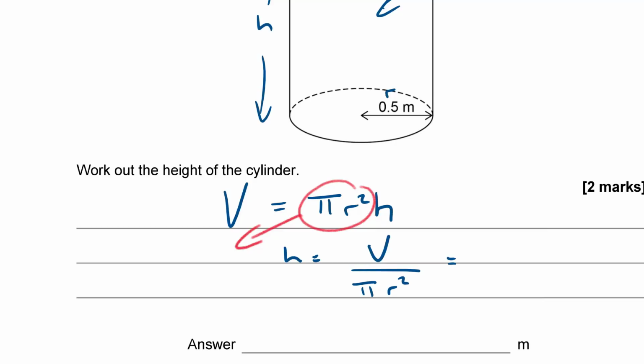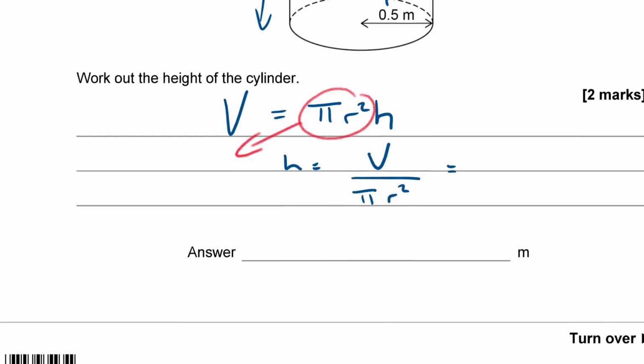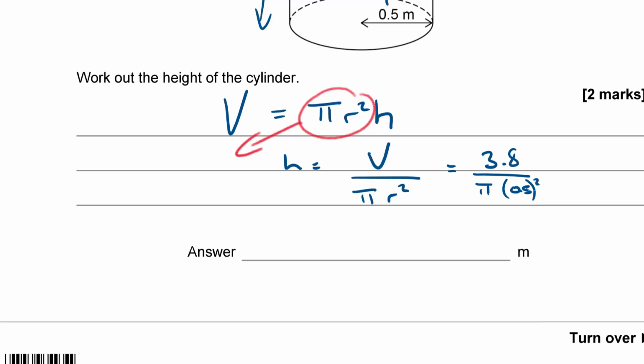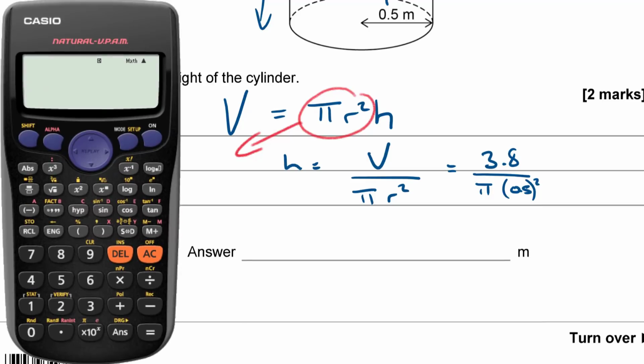Okay, what's that equal to? The volume we said was 3.8 cubic meters, and we need to divide that by pi times r squared, 0.5 squared. Time to reach for the calculator again. So 3.8 divided by 0.5 squared divided by pi is 4.838, which I'm going to round off to 4.84.